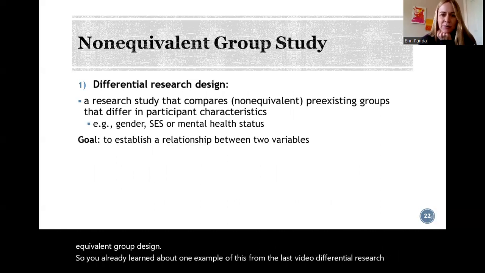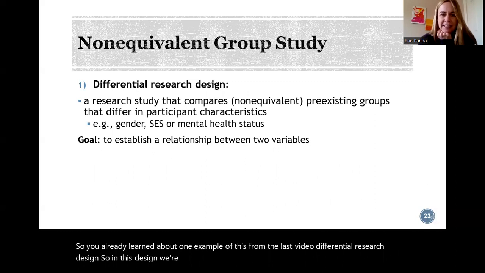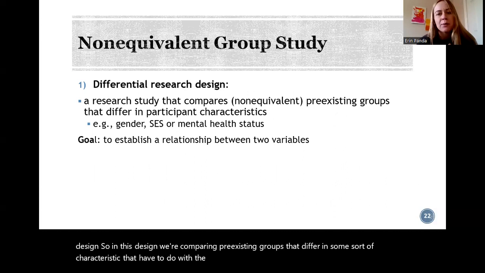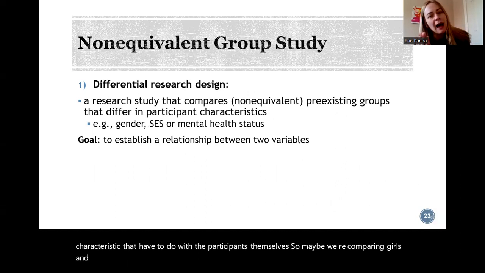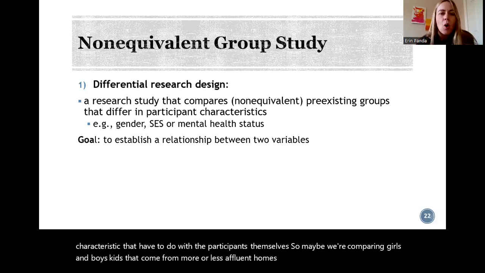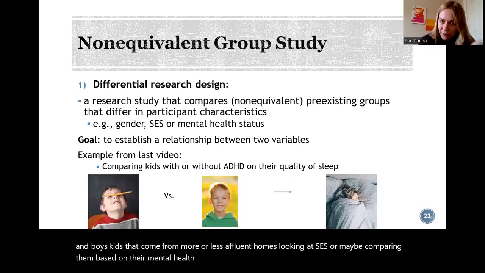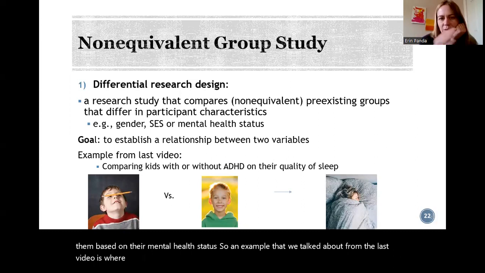In this design, we're comparing pre-existing groups that differ in some sort of characteristic that has to do with the participants themselves. So maybe we're comparing girls and boys, kids that come from more or less affluent homes, so looking at SES, or maybe comparing them based on their mental health status. An example that we talked about from the last video is where we're comparing kids with or without ADHD on their quality of sleep.